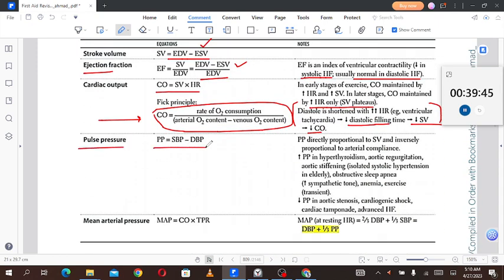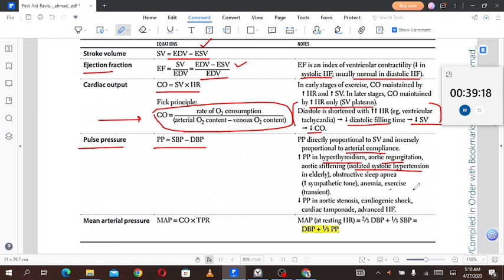Pulse pressure is equal to systolic blood pressure minus diastolic blood pressure. So pulse pressure is directly proportional to the stroke volume and inversely proportional to the arterial compliance. Increase in pulse pressure in hyperthyroidism, aortic regurgitation, aortic stiffening, for example, isolated systolic hypertension in elderly people, obstructive sleep apnea, increased sympathetic tone, anemia, and exercise.